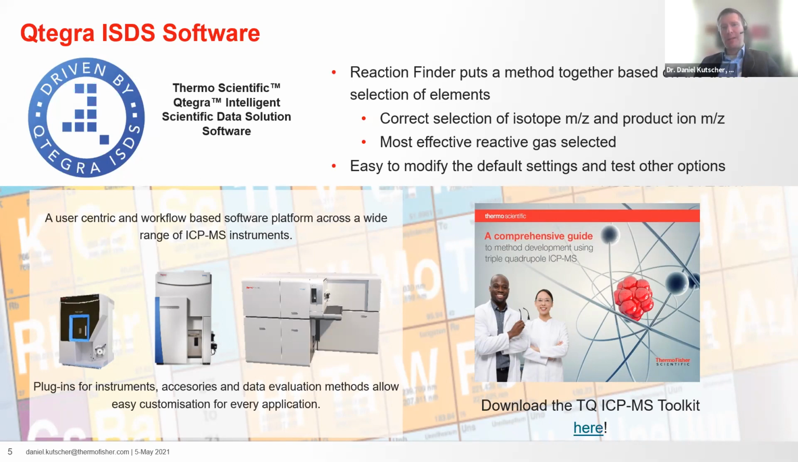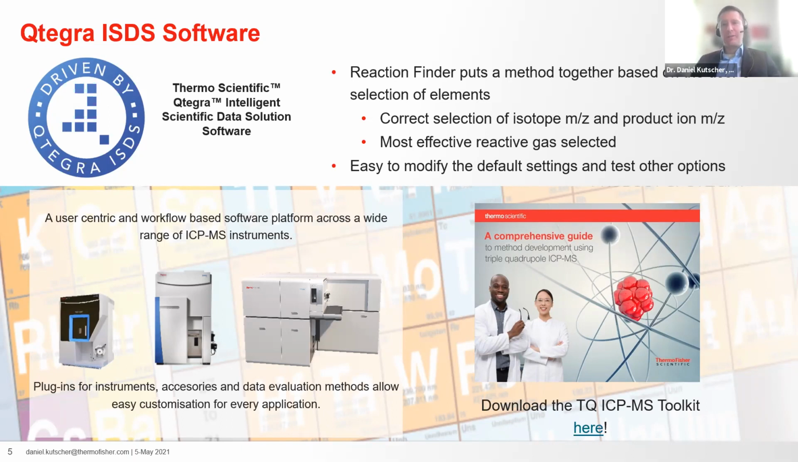For triple quadrupole ICP-MS, which is what I will show mostly for the next couple of slides, the Qtegra ISDS software comes with a specific feature that is the Reaction Finder Method Development Assistant. This is a tool that was developed in order to simplify the process of method creation, especially for users that do not have a massive background on ICP-MS. Basically, the method development assistant really does the method development for you. Based off the selection of the element from the periodic table, it comes with a proposal of the right isotope to measure and also the most appropriate combination, for example, of scan modes and gas settings, and if needed, also the product ion.